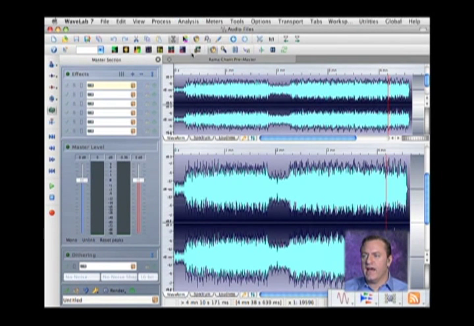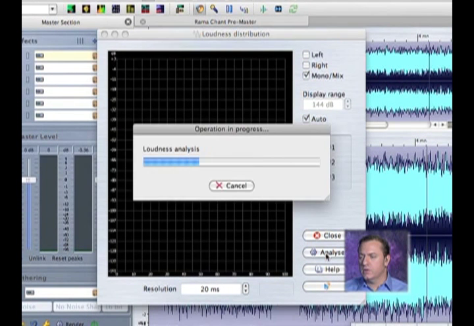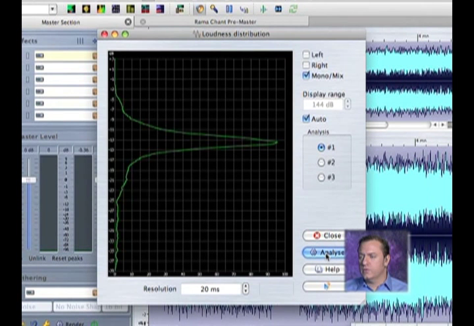And let's go ahead and look at the loudness distribution. This will tell you sort of an overall average loudness. Remember, it told us that it was at about minus 12. You can also look at it in terms of the right and the left.